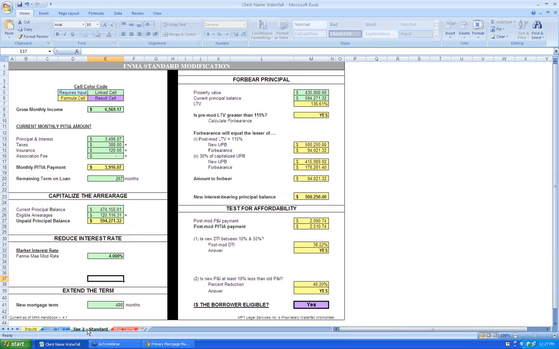But the Tier 2 tab will be different. First of all, we're not going to be running Tier 2. We're going to be running a Fannie Mae standard modification. Again, the interest rate is different. And so the biggest change right here is that for Fannie Mae, they allowed debt to income between 10 and 55% entirely. So as long as somebody's in that range, they've passed this part.